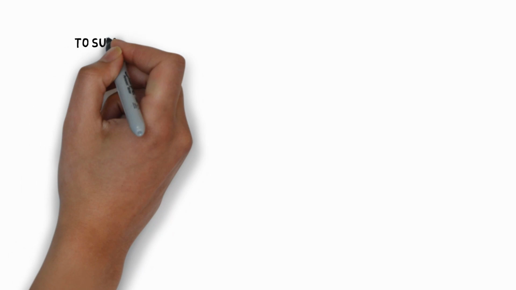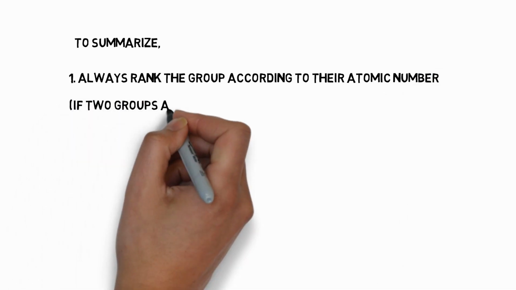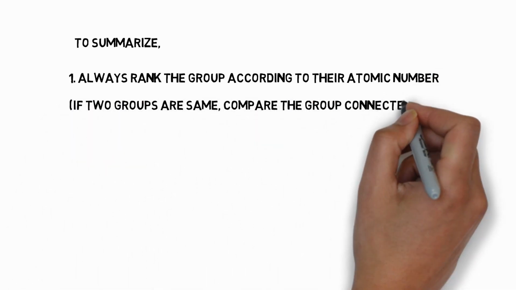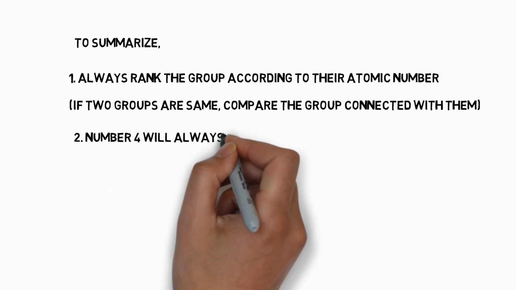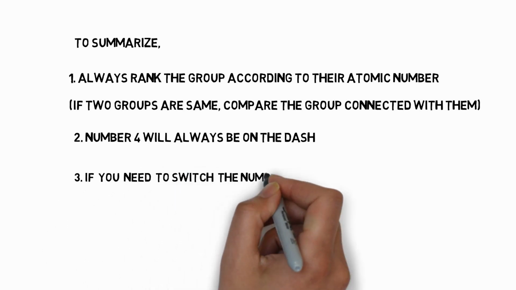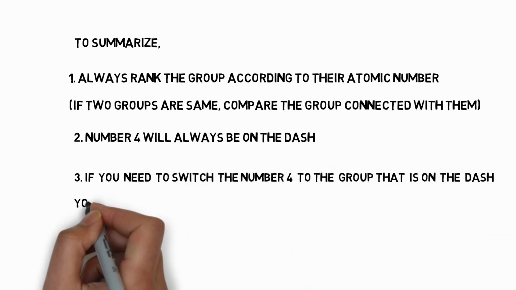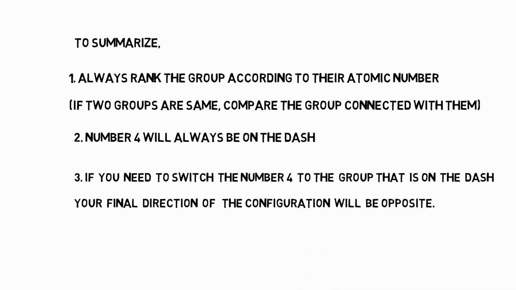To summarize, we always rank the groups according to the higher atomic number. The least prioritized group, or 4, will always be on the dash. Now if we have to switch between the number 4 and the group on the dash to make sure 4 is on the dash, your final configuration will be the opposite direction one. That is, like if you have R, then the answer will be S, or if you have S, your answer will be R.